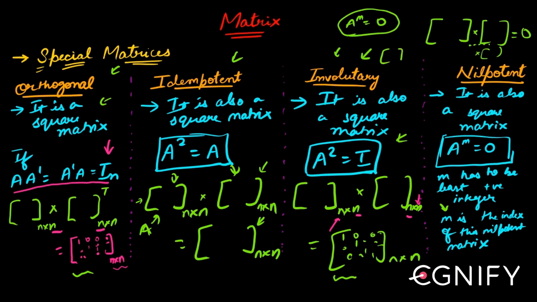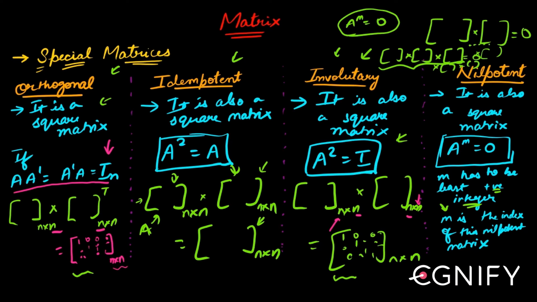If I got 0 in the first multiplication itself, then m is equal to 2 and the index is 2. If I didn't get it in the first iteration and then I had to multiply again and then I got a 0, then fine. No matter how many times I keep multiplying, I'll still keep getting a 0. But 3 was the least positive integer which gave the 0 for the first time. So 3 was the index of this nilpotent matrix. That's all the understanding that is required for you.